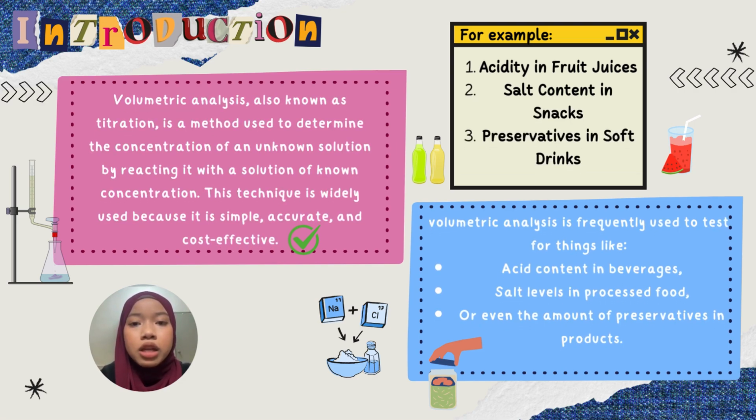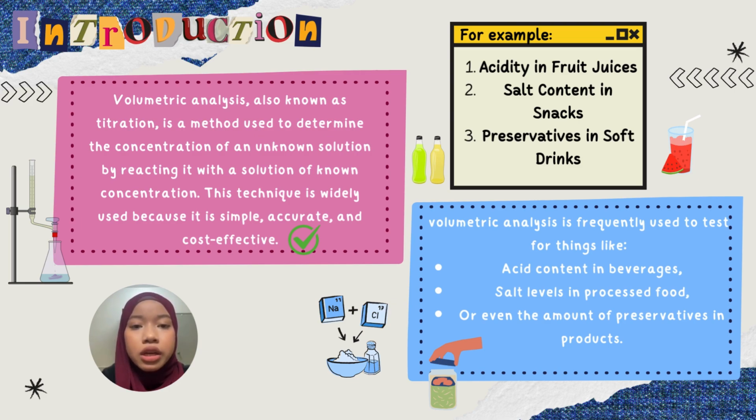Today, we will be exploring one of the most important techniques in analytical chemistry, volumetric analysis, and how it plays a crucial role in the food industry. Volumetric analysis, also known as titration, is a method used to determine the concentration of an unknown solution by reacting it with a solution of known concentration. This technique is widely used because it is simple, accurate, and cost-effective.